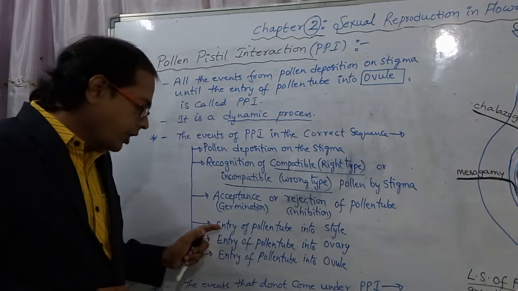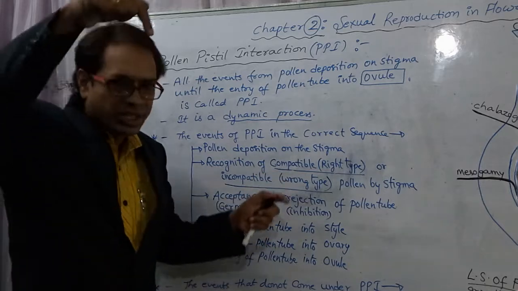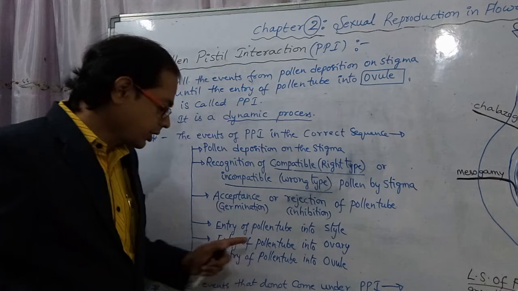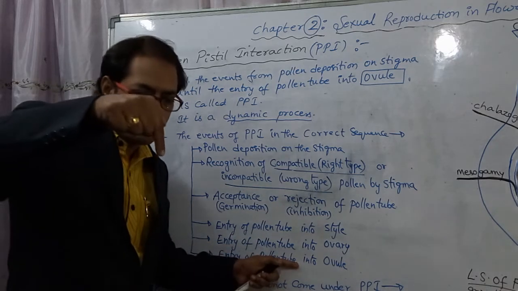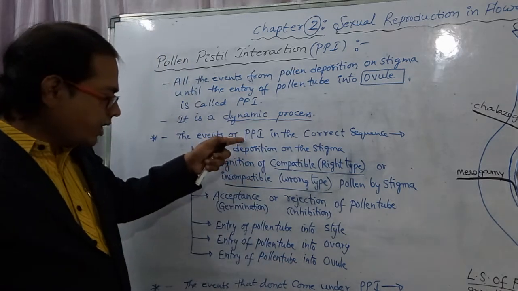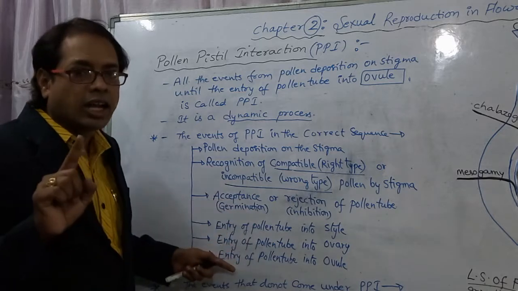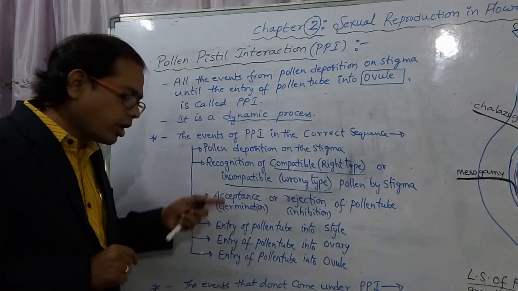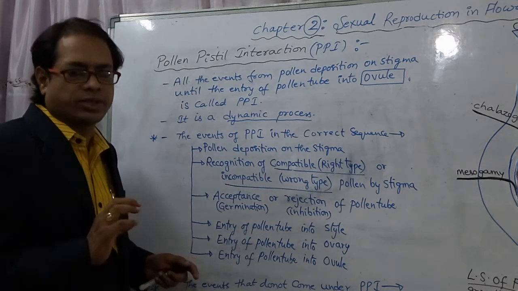Next step, entry of pollen tube into the style, entry of pollen tube into the ovary, entry of pollen tube into the ovule. All these events you have to say in the correct sequence. Try to remember, my dear students.